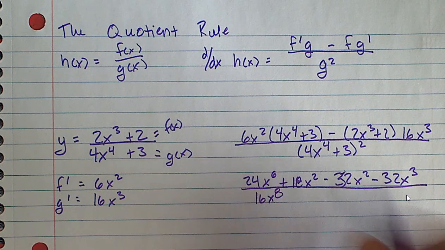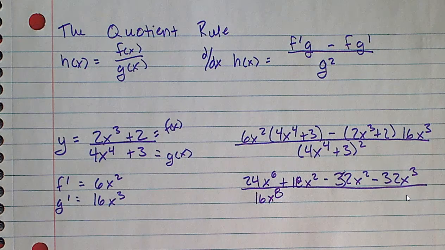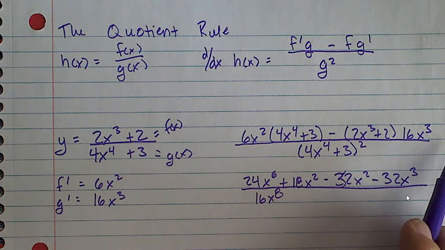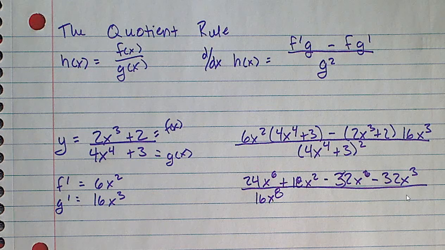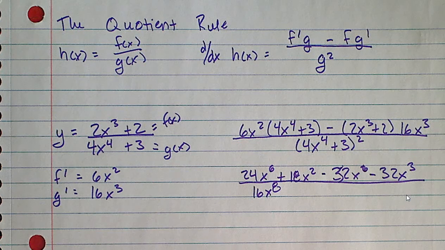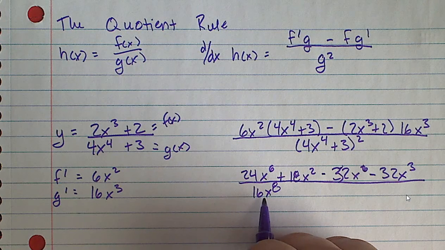Why'd you write 32x? Oh, because I made a mistake. This should be 6. Thank you for pointing that out. So when I FOIL the denominator, I'm going to get 16x to the 8th, and then I'm going to get a plus 9 over here.